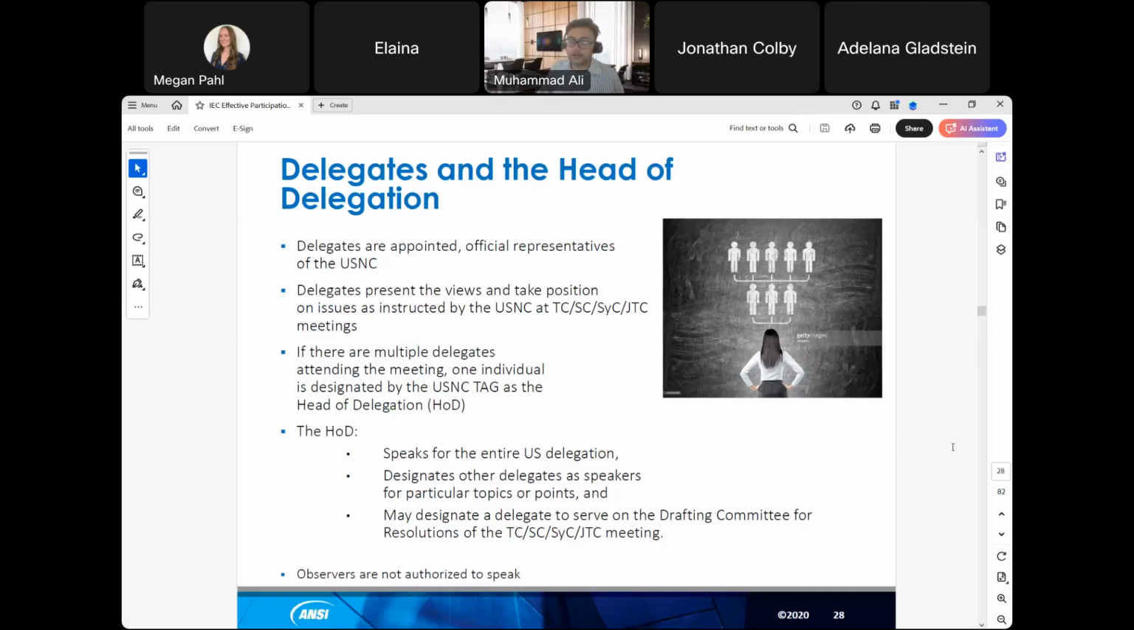Delegates are really the members from the USNC TAG that are attending those meetings, the official representatives on behalf of the USNC for that relevant TC or SC, and the head of delegation is the person that speaks on behalf of the entire US delegation. The head of delegation decides or designates other delegates as speakers from time to time on particular topics, depending on the expertise level and depending on where they need more information.